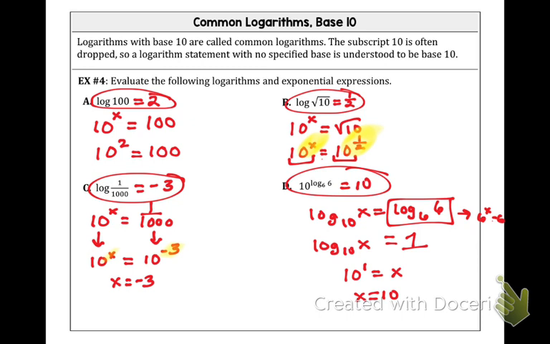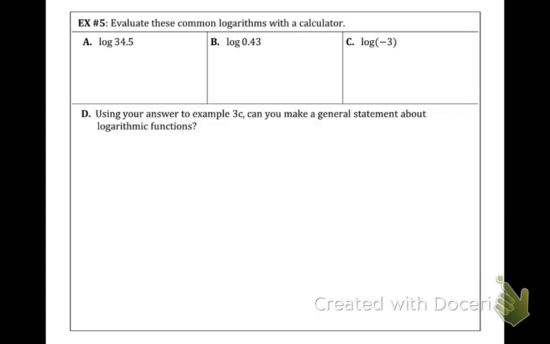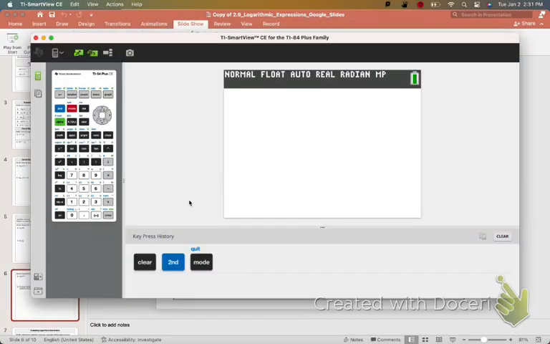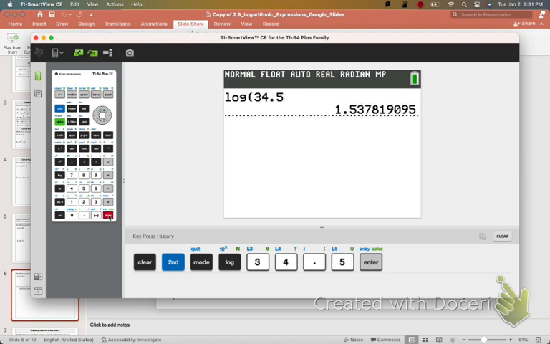All right, moving on to example 5. Now we're going to evaluate using our calculator. Let me go ahead and pull up my calculator. Okay, so the first one we want to evaluate is log of 334.5. Just hit enter, and you all should be getting one. We're going to go 4 decimal places. 1.5378 for your 5A answer.